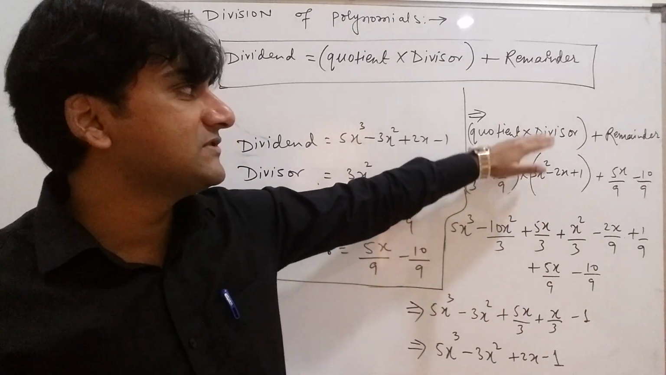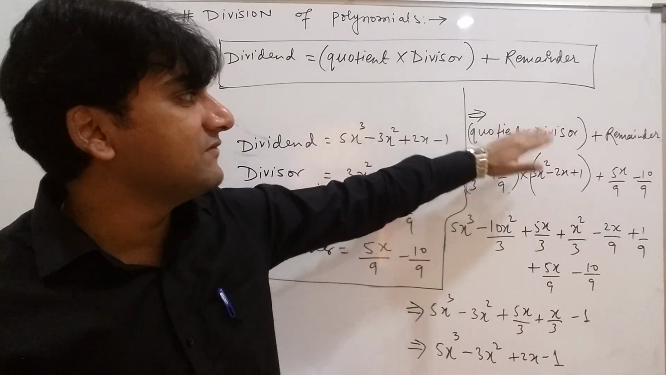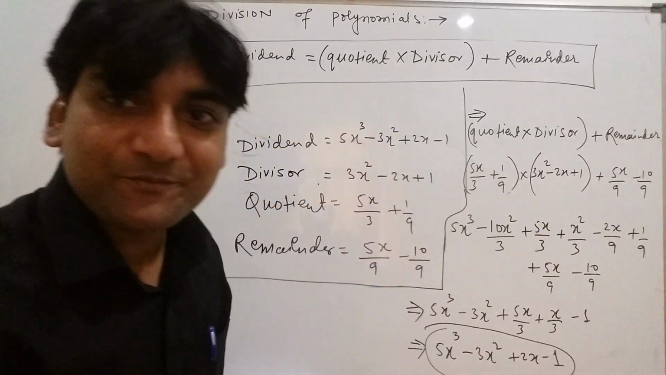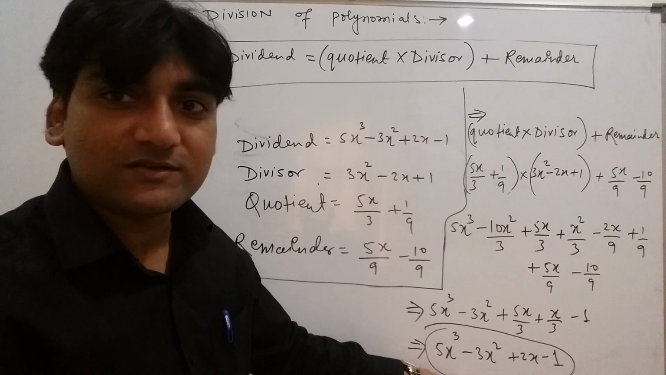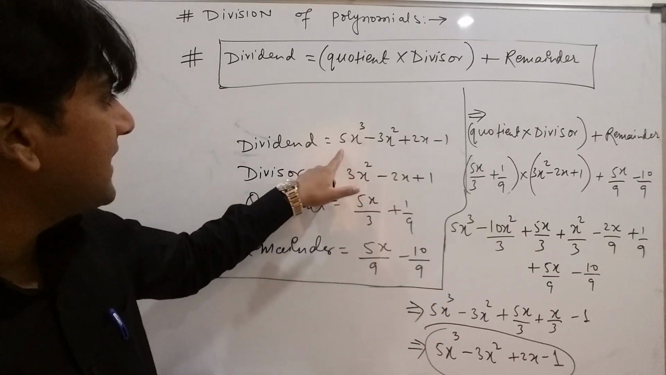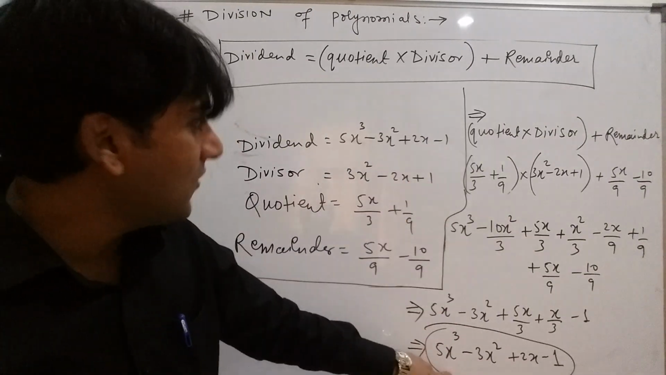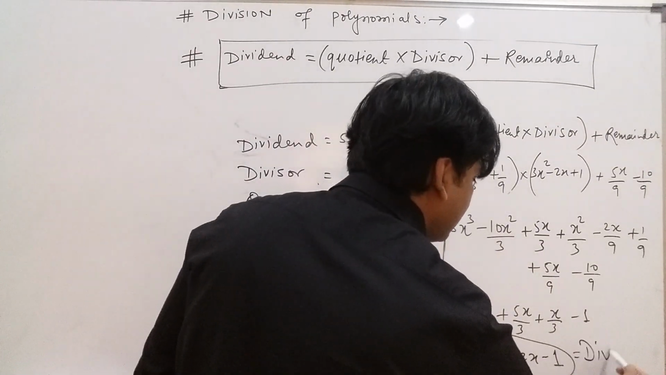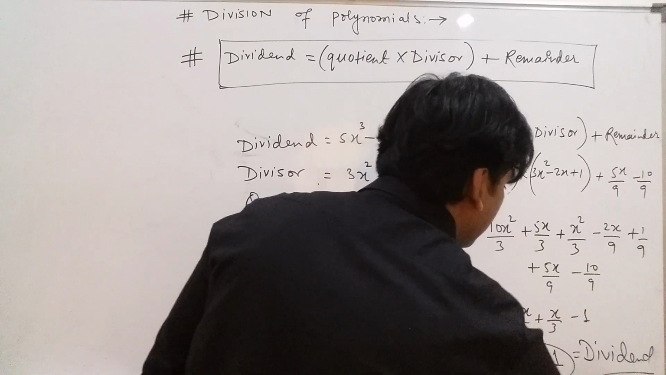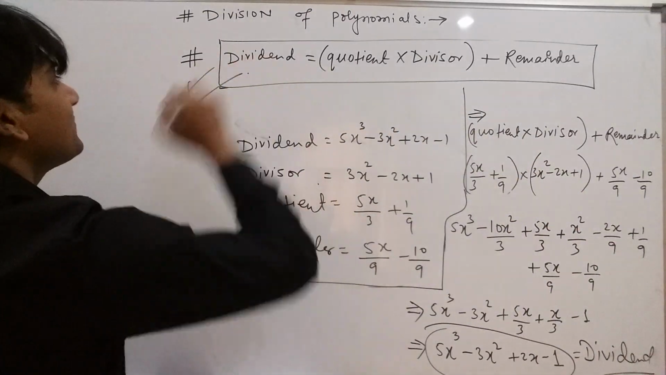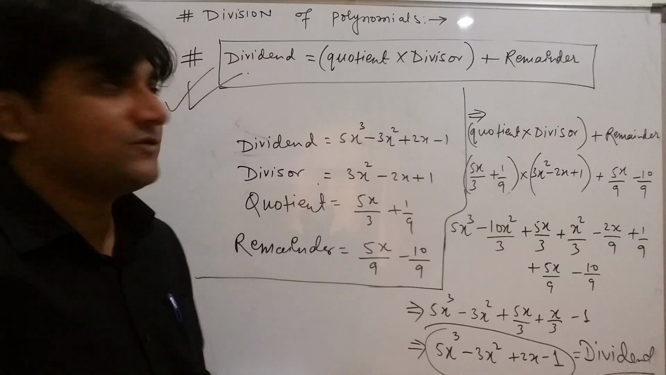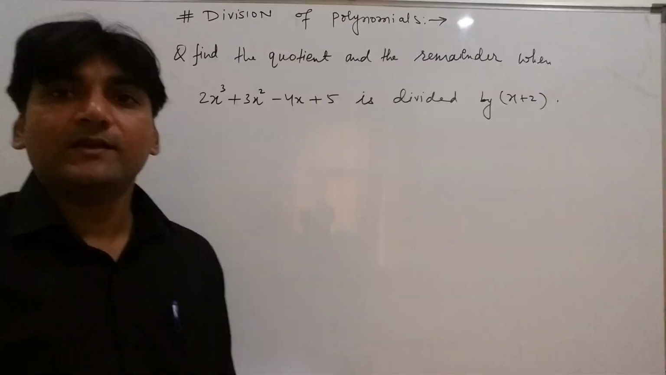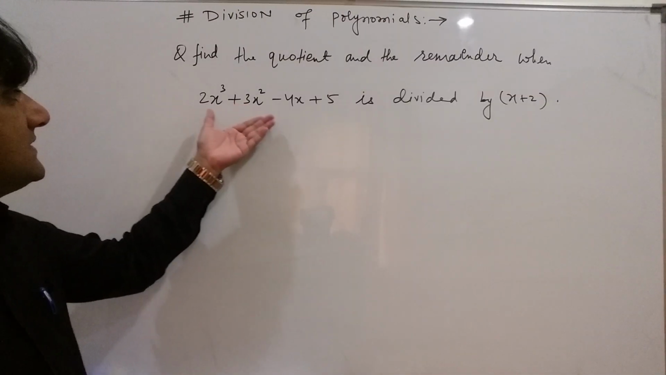So quotient times divisor plus remainder, we got this value. Now we have to check, is it the dividend or not? Dividend was 5x cubed minus 3x squared plus 2x minus 1. Oh wow, it's the same, it's equal to the dividend, right? It means this result is valid. I hope you understood this concept. Dividend is always equal to quotient times divisor plus remainder. Now we are going to learn this example.